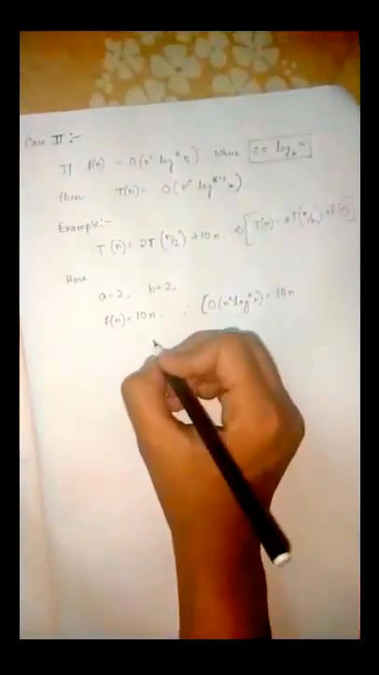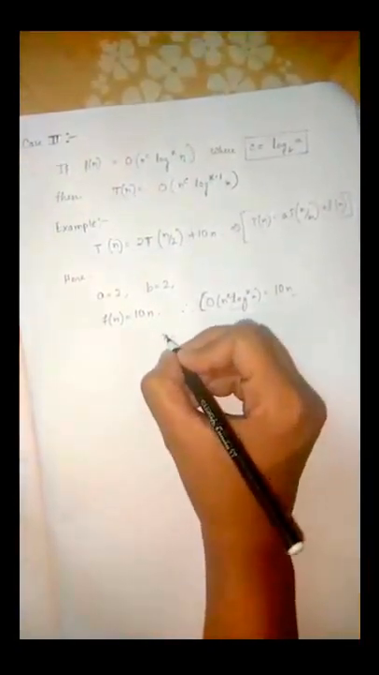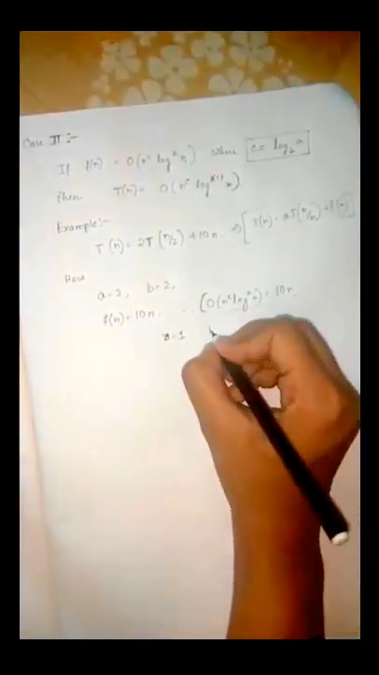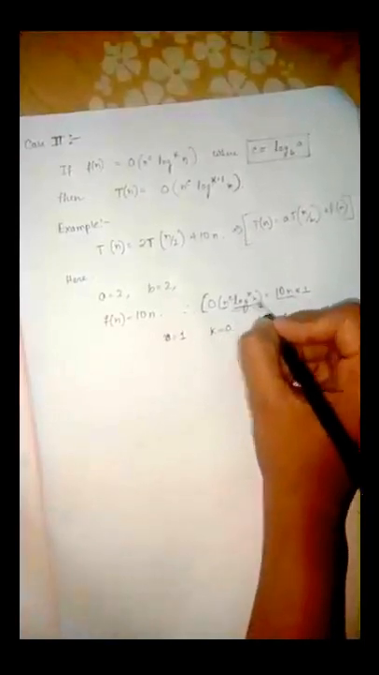Here, comparing these two, we get c is equal to 1 and k is equal to 0. Why? Because log to the power 0 of n is equal to 1. Here 10n into 1, that is n to the power c is n, and log to the power k of n is 1. So c is equal to 1 and k is equal to 0.